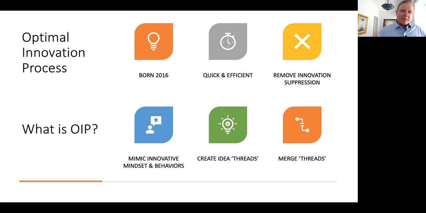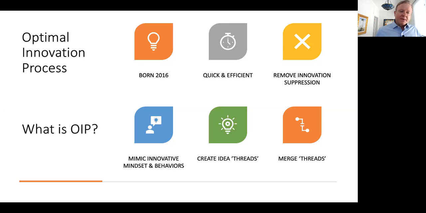A lot of us talk about wanting to have innovative teams, but when you really look at the environments that we work in, there's a lot of suppression to innovation that isn't necessarily seen very obviously, but it's there. And I'm going to point out what it is, how to identify it, how to get rid of it, and how to create an optimal environment.